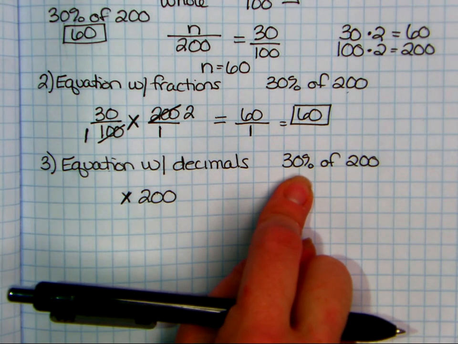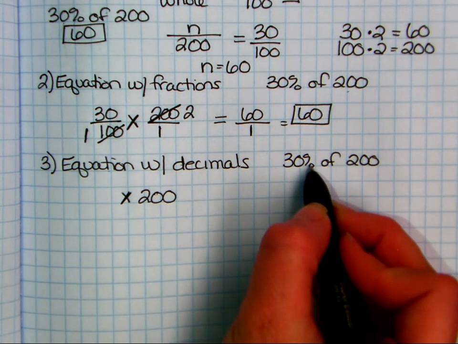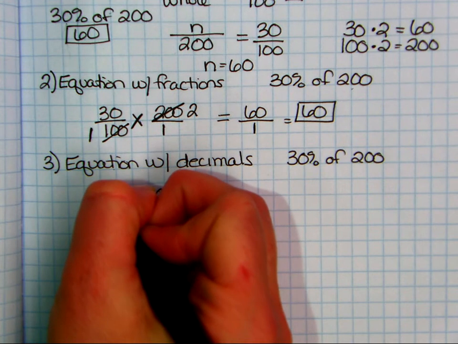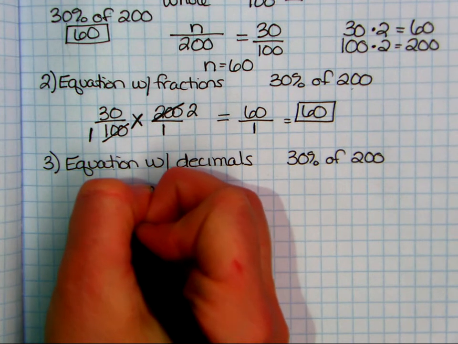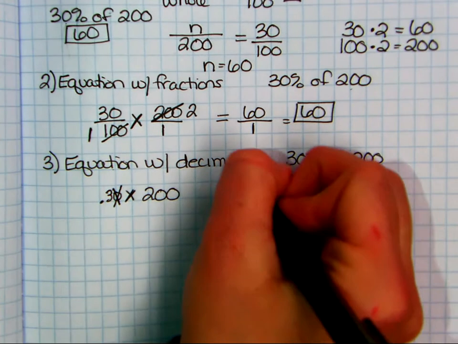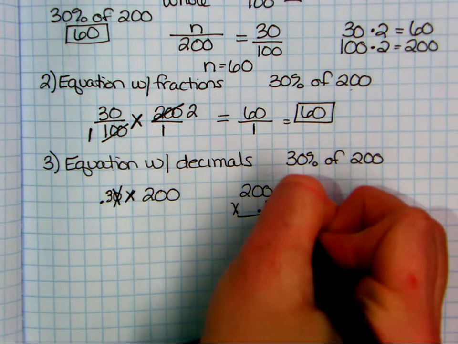Nicole? 0.3. You moved the percentage, and you made it a decimal, and you moved it twice to the left, I'm guessing. And you just dropped that extra 0 off because it's not necessary. So she got this, but she said, oh, I don't need that. So she's got 200 times 0.3 or 3/10.